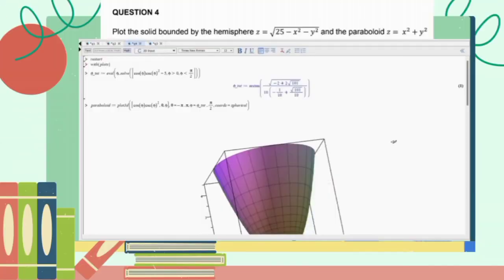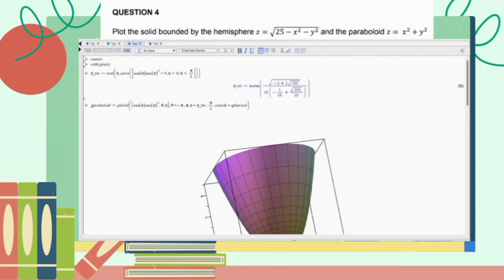Alright, last but not least, question number 4. Plot the solid bounded by the hemisphere z equal to the square root of 25 minus x to the power of 2 minus y to the power of 2, and the paraboloid z equal to x to the power of 2 plus y to the power of 2. First, like always, use the restart command, and then we plot, and then we need to find the range for phi, like this calculation, and we get this.